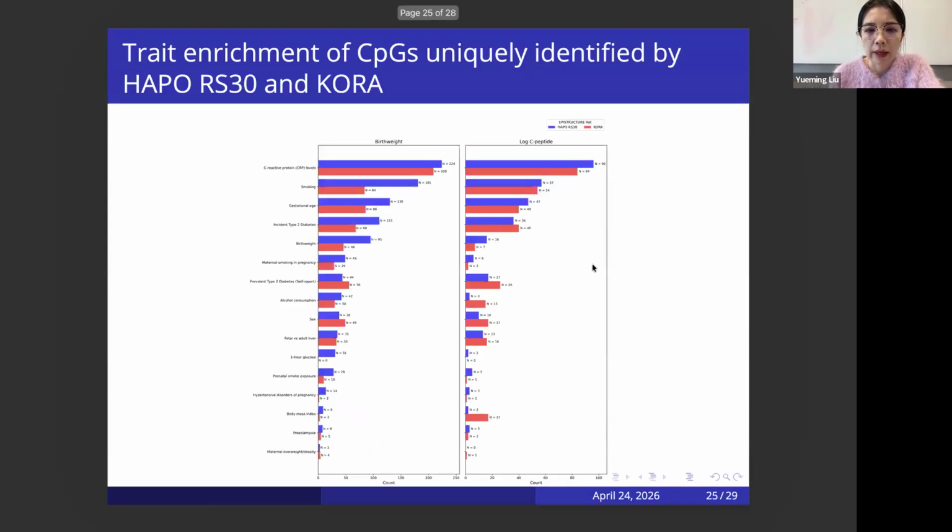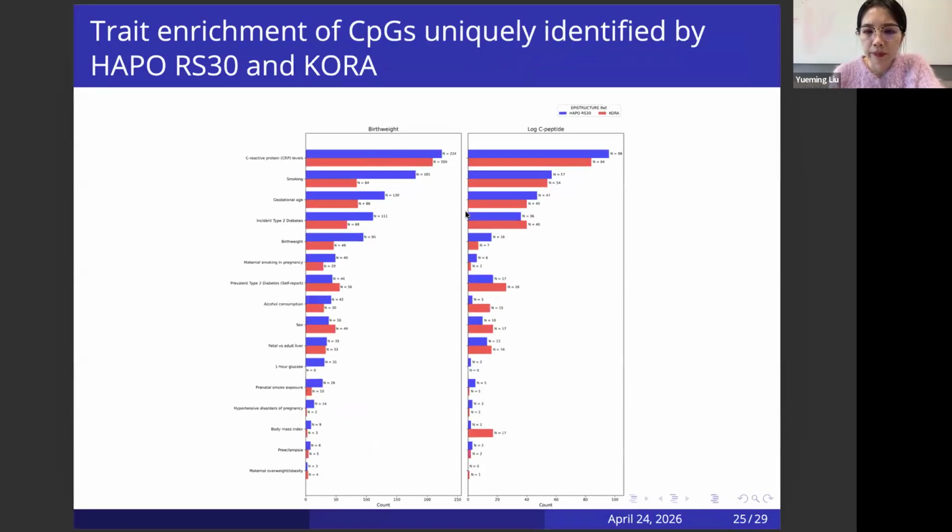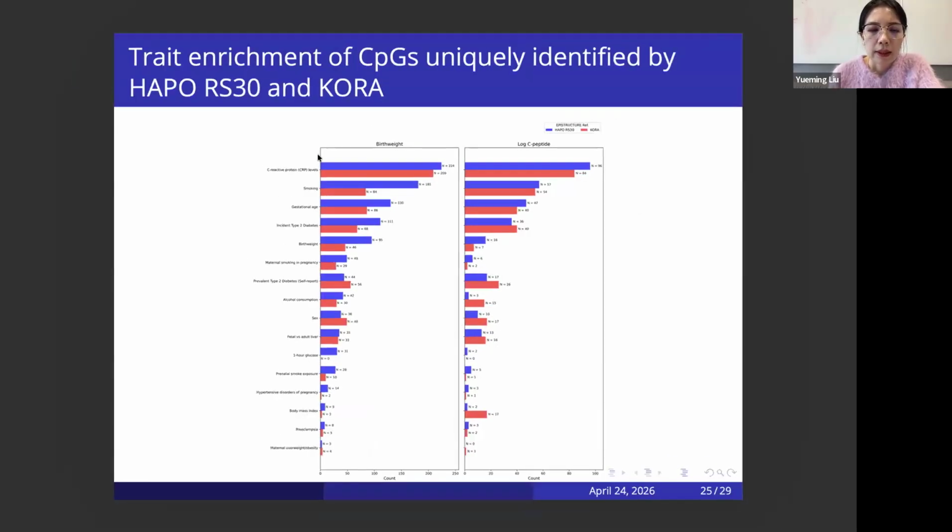So here is a bar plot. The y-axis is traits, and here the number means the number of studies we found in the EVAS catalog for those significant CpGs identified by those reference sets.